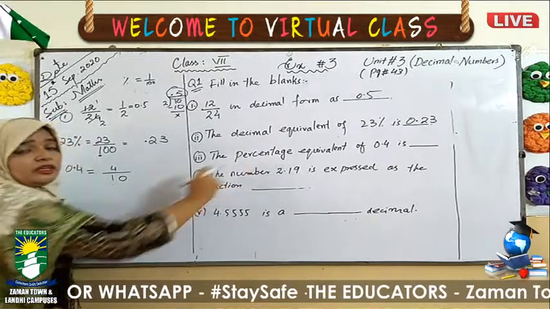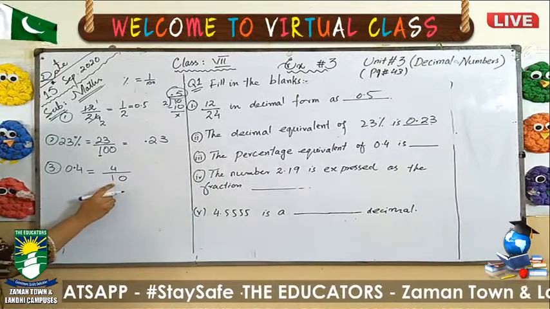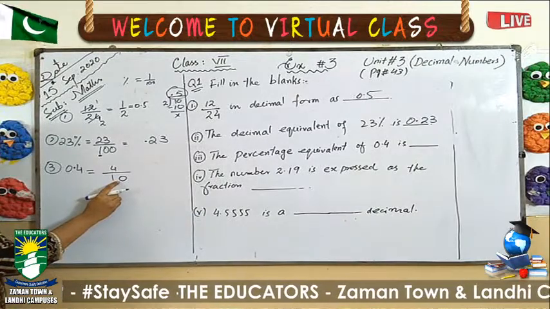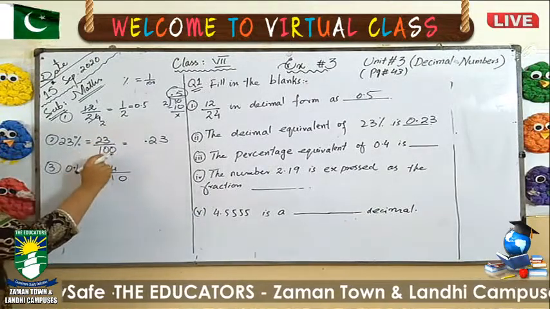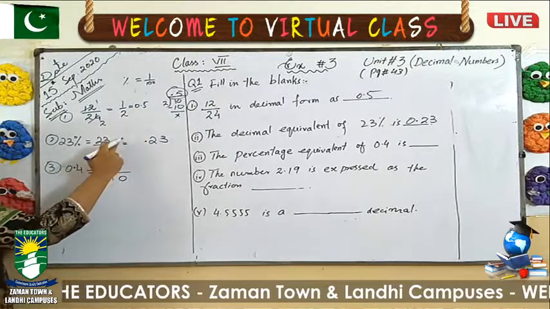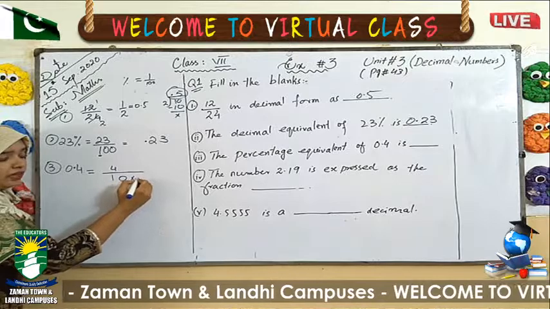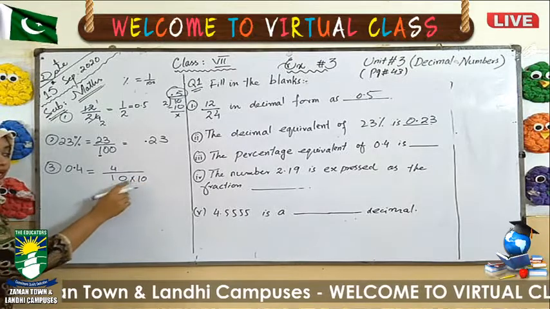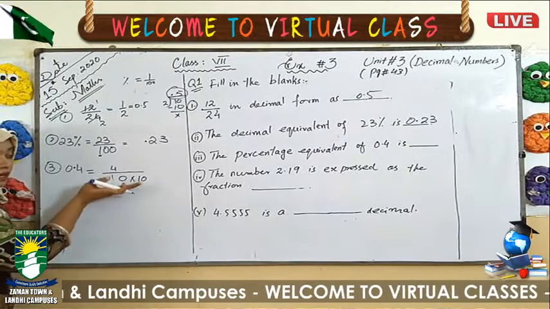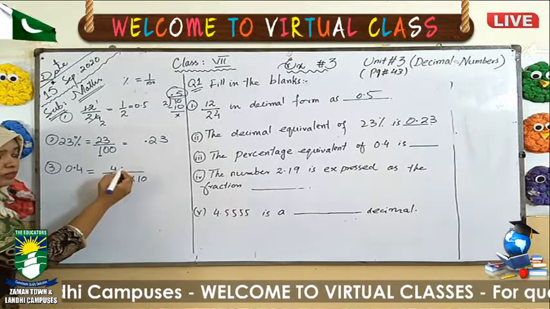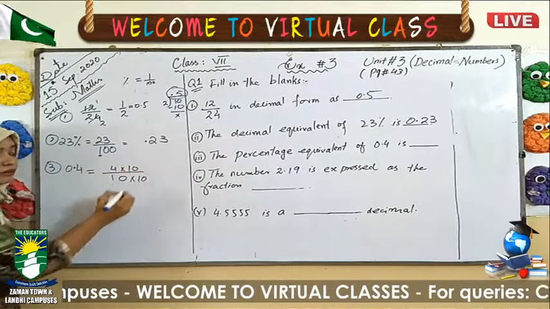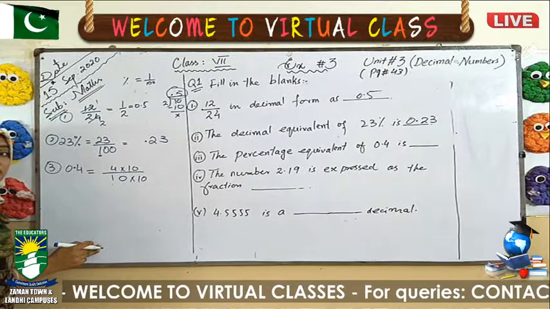In order to get the percentage, I want 100 in my denominator. I explained before that percentage means 1 upon 100. Then how will you change your 10 into 100? When you multiply 10 by 10, you get 100. In maths, if you multiply your denominator by any number, at the same time you will multiply your numerator by the same number.